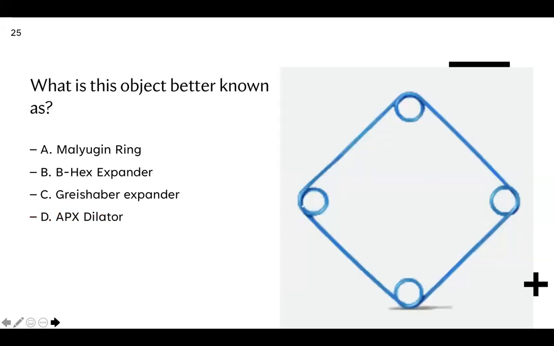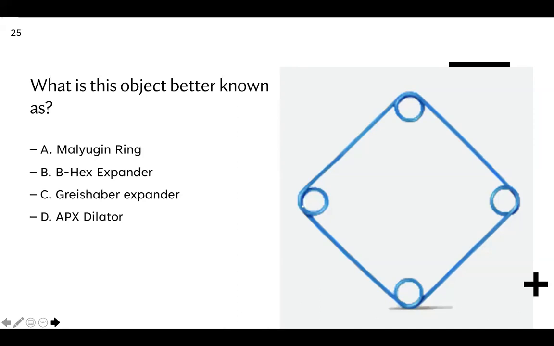Okay. So the photo that you see here, what is this object better known as? Your options are A, Malyugin ring, B, B-hex ring, C, Grishaber expander, and D, APX dilator. I'm sure you all would know that we are talking about some form of a pupil expander during cataract surgery. We have to identify which particular one is this. Someone who's been doing cataract surgery would know the answer to this question.